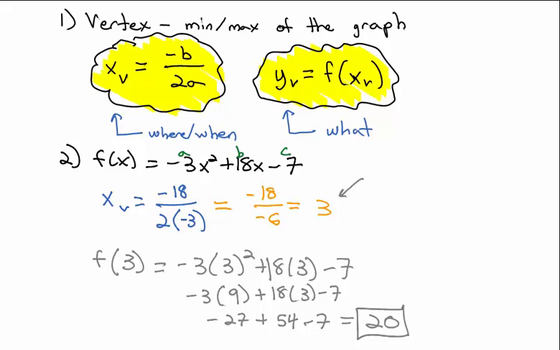So the maximum occurs when x is 3, and that maximum value is 20. We'll never get an answer out of this function bigger than 20, and that happens when x is equal to 3.